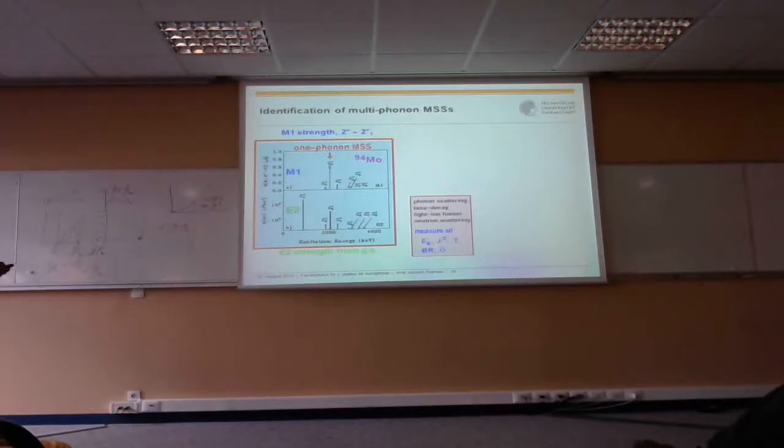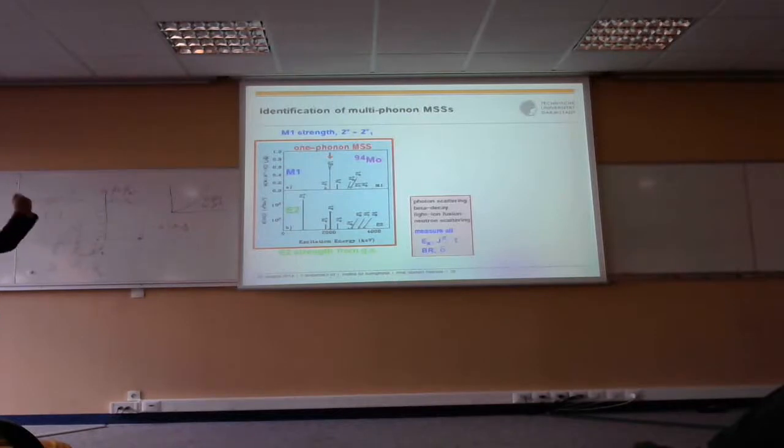So this is available for molybdenum-94. We have measured the BM1 strengths from the excited 2+ states up to the 8th 2+ at about 3.5 MeV to the first 2+ state, and only the third 2+ state has a large M1 transition to the first 2+.